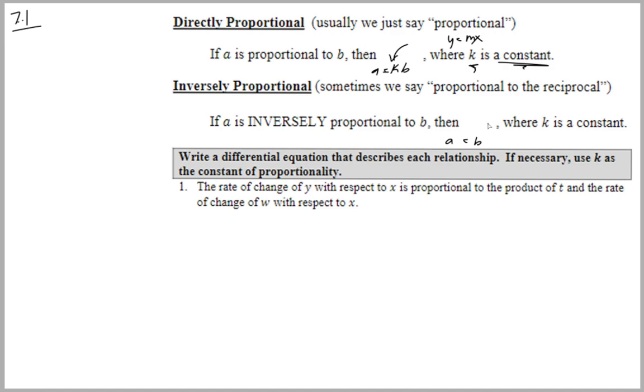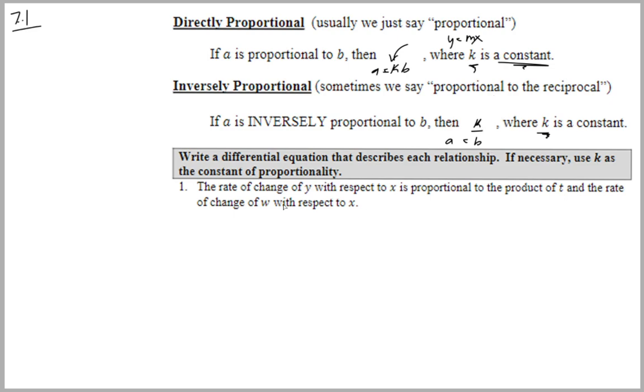So when we're doing inverses in our graphs, it's something divided by the variable. Since k is the constant, it remains the same, and b is the variable. We would do k over b. A is equal to k over b. That would give you an inverse graph.